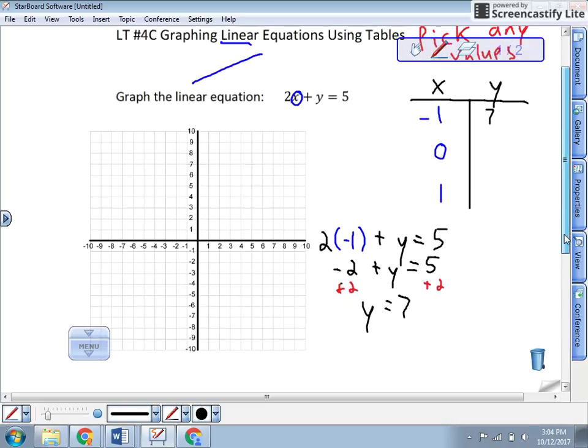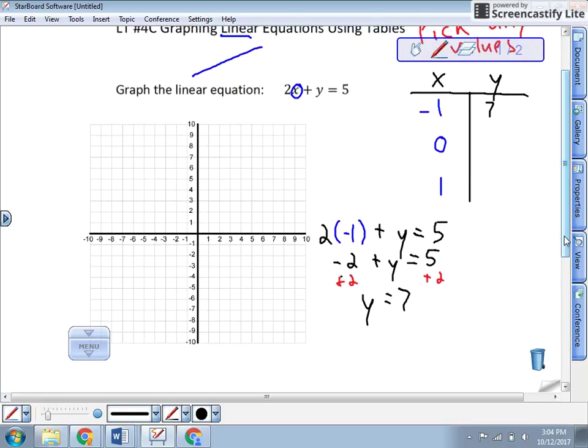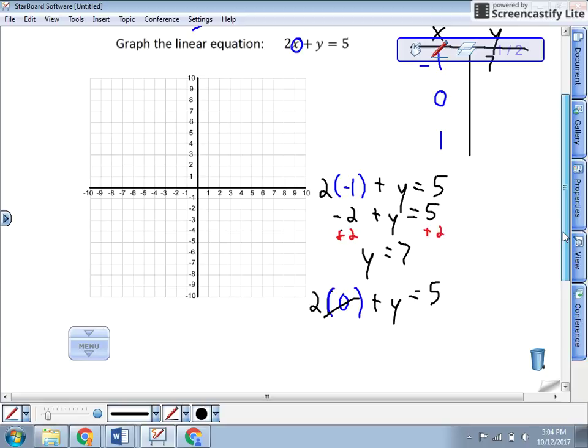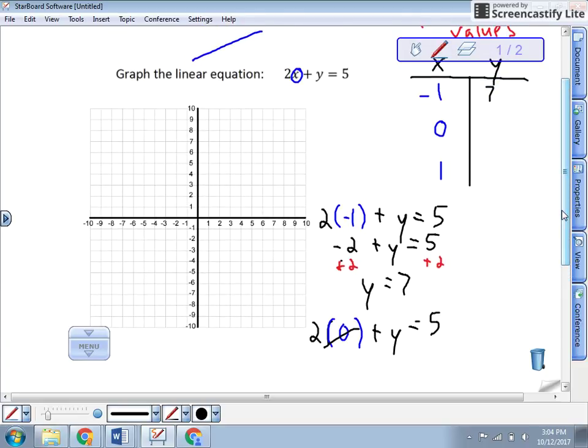Now we're going to do the same thing for 0 and 1. So now for 0, we're going to go 2 times 0 plus y equals 5. 2 times 0 just becomes 0. So y equals 5. So where I have a 0, my y value is going to be 5.